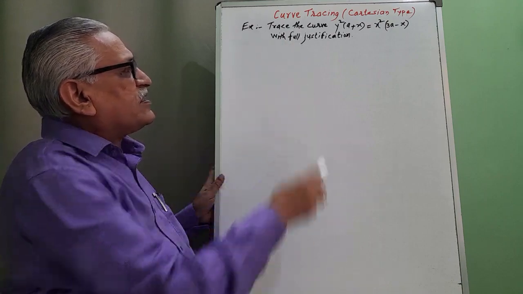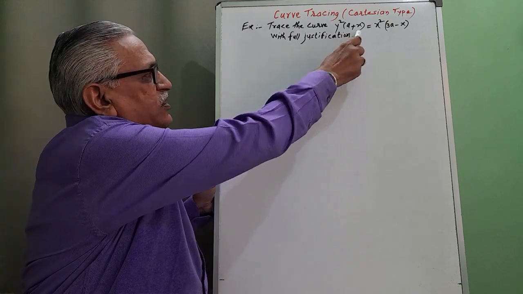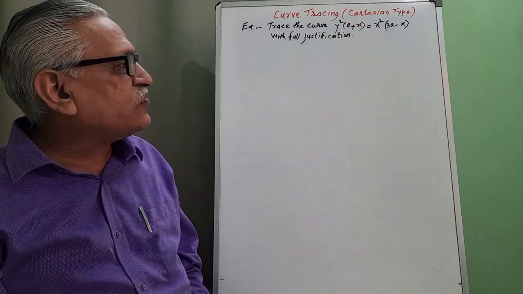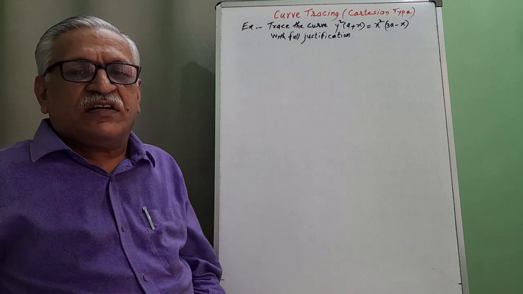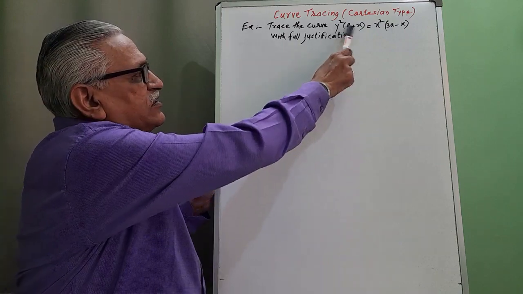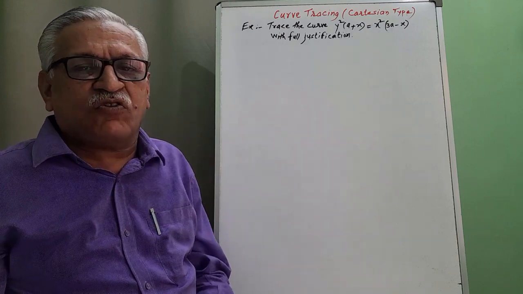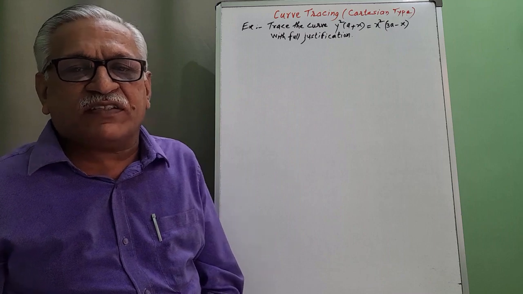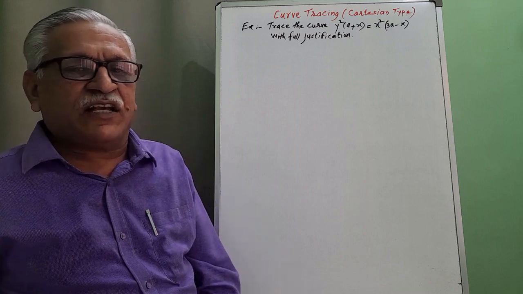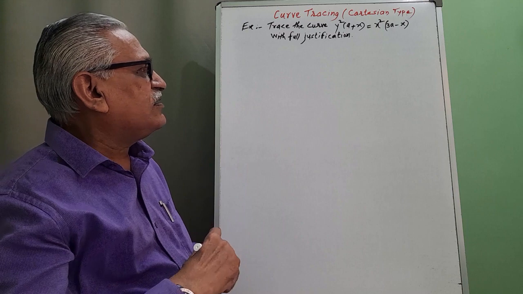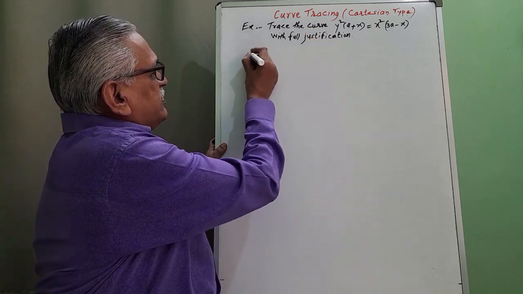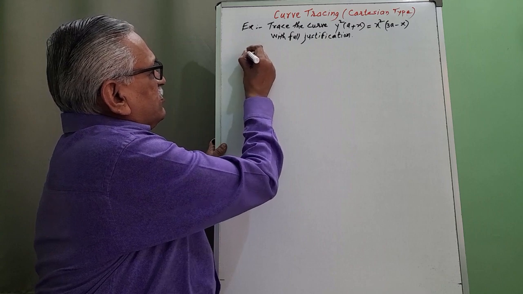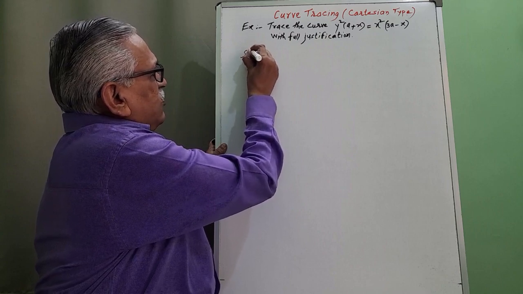First example: trace the curve y square into a plus x is equal to x square multiplied by 3a minus x, with full justification. If we see the term here, we can express that equation for y in terms of x. That's why it is an explicit function, Cartesian type. And to trace any explicit Cartesian equation or curve, we have to follow 5 points.